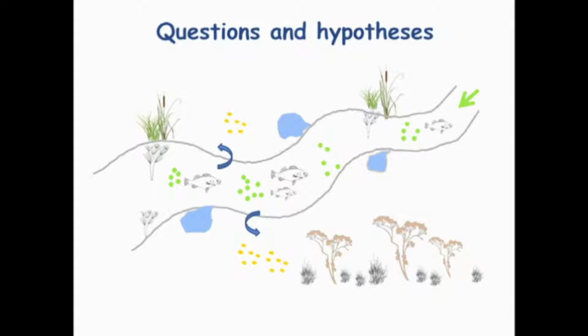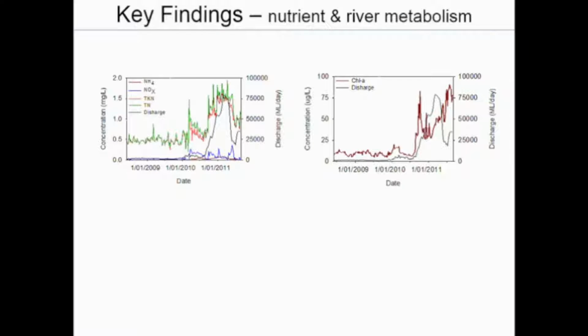So I'm going to just share with you some key findings across all these multiple tasks. First, it's showing that flood is a key driver for the nutrient supply, through nutrient mobilization from the floodplains in the upstream region. This graph shows nitrogen concentration as an example, but there are a range of indicators we look at.